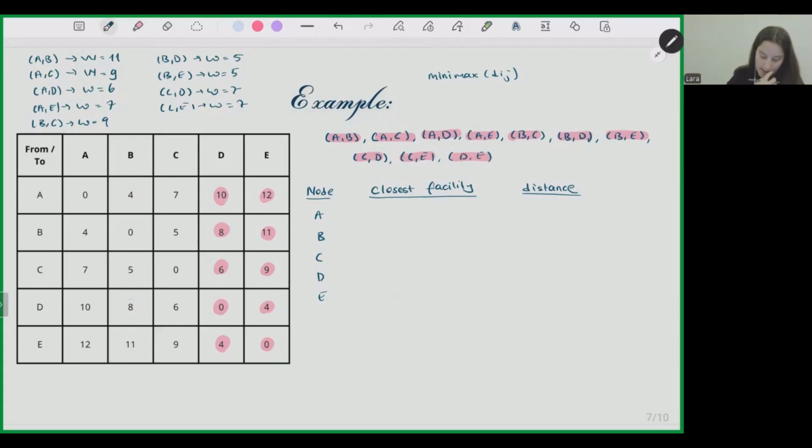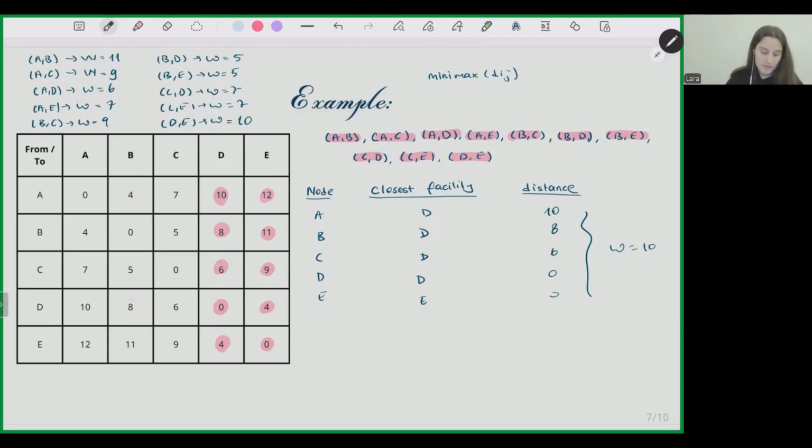Now the last set, D and E. Okay, so for A, the closest is going to be D with 10 units of distance. For B, it's going to be D again with 8 units of distance. For C, it's going to be D with 6 units of distance. For D, it's going to be itself, 0 units of distance. And for E, it's going to be itself, 0 units of distance. And here W is going to be 10. So for the DE set, W is going to be 10.